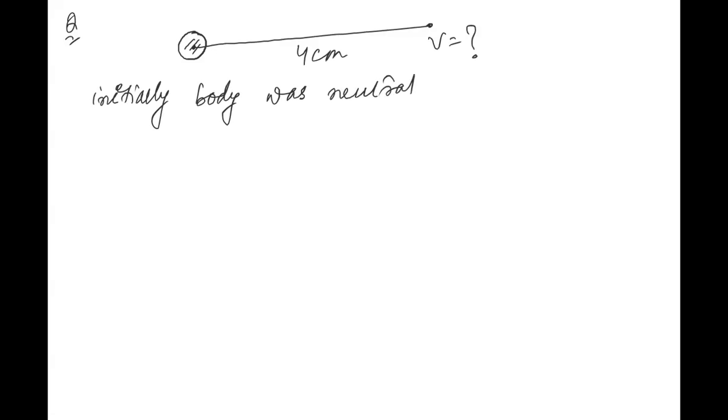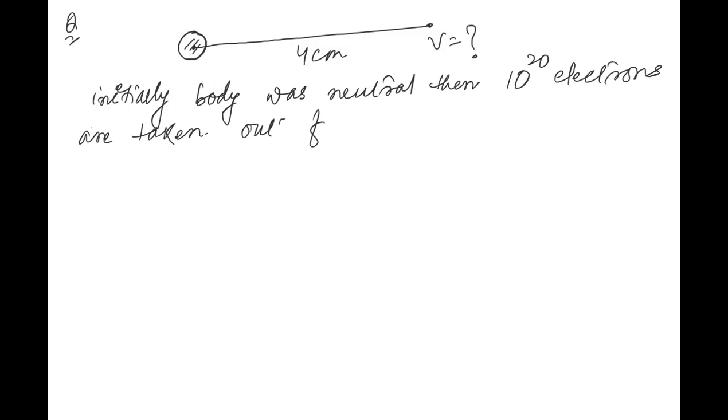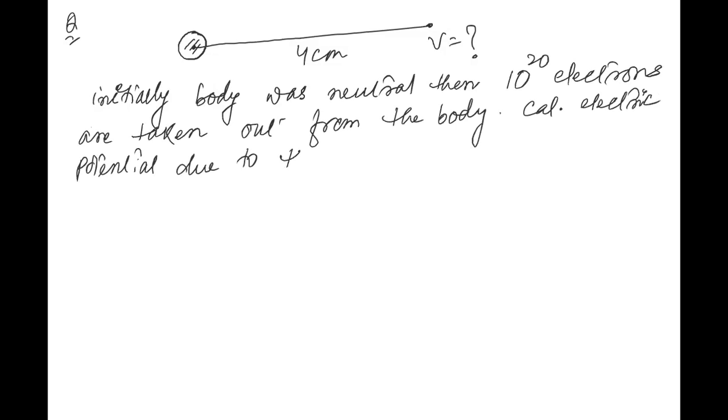Who will tell me what is the meaning of the body being neutral? No charge. It means the number of positive charges is the same as the number of negative charges, that is, the body has zero charge as a whole. Initially the body was neutral, then 10 to the power 20 electrons are taken out from the body. Calculate the electric potential due to the body at 4 centimeters.